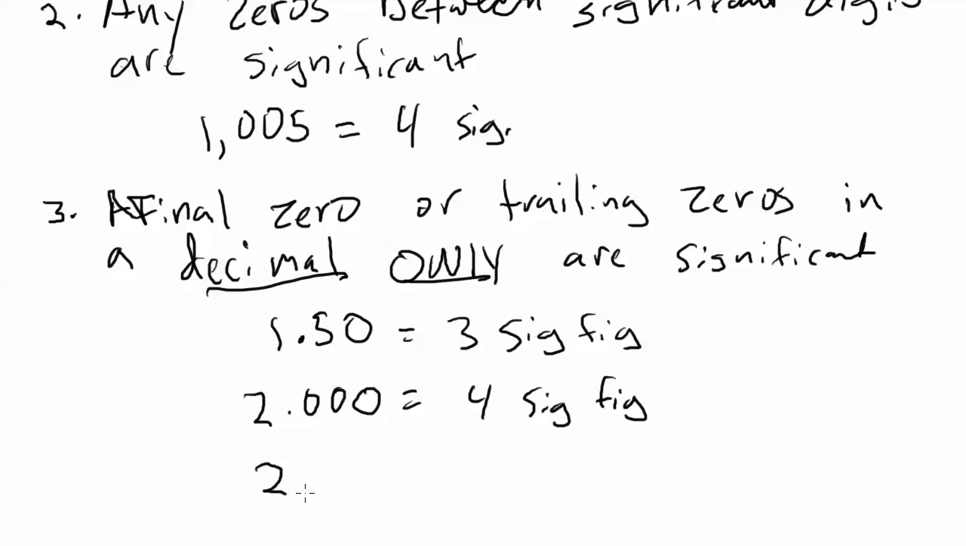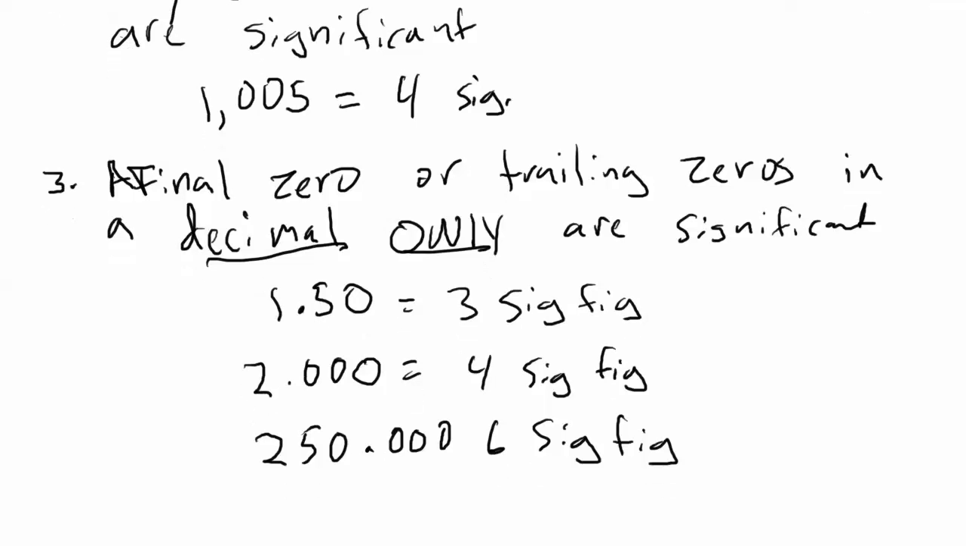You could have, let's say, 250.000. That would have 6 significant figures, because these trailing zeros are significant, the 2 and the 5 are significant, and that means that this 0 is between significant figures, so it is significant. So there's 6 significant figures there. So those are the rules for determining what is significant.